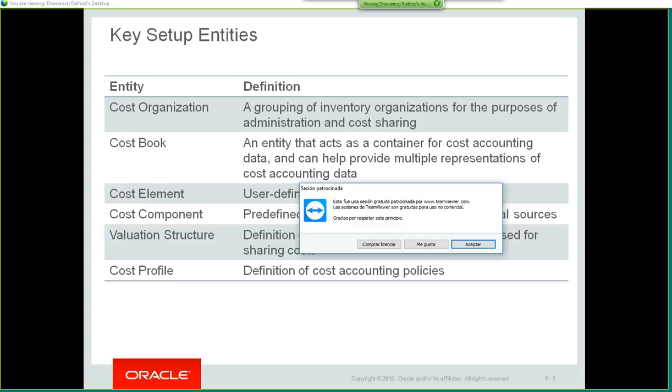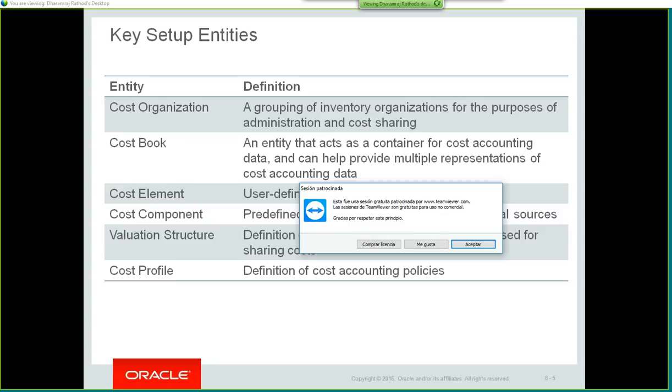So some of the key entities in costing, one of them is the cost organization. And as I already mentioned, the cost organization is the entity that holds all your inventory organizations to cost and account your inventory transactions. It is a grouping of inventory organizations for the purpose of administration and cost sharing.